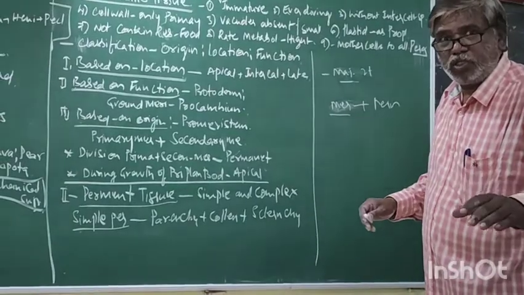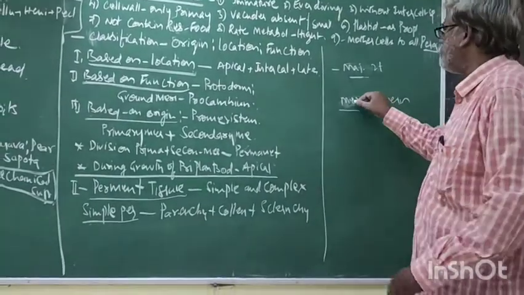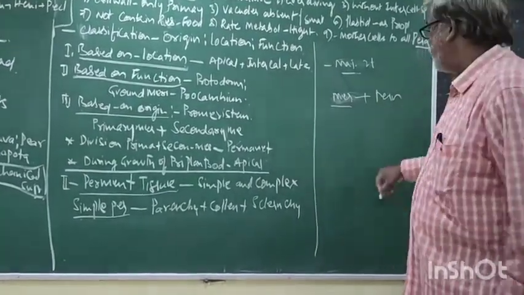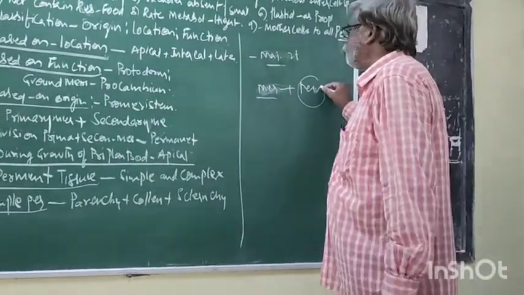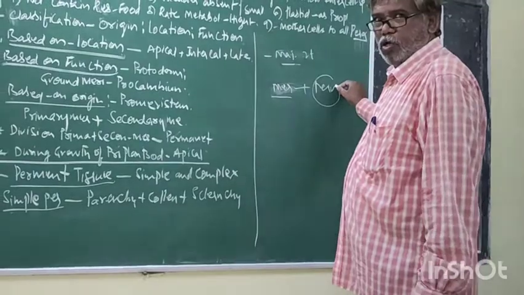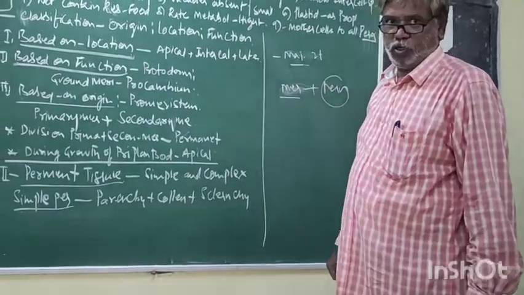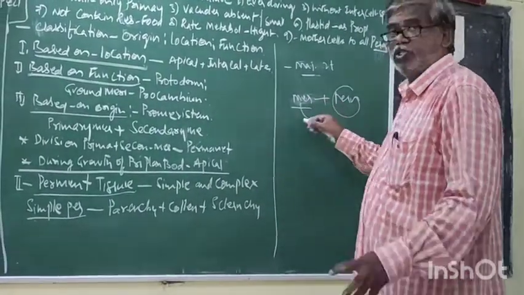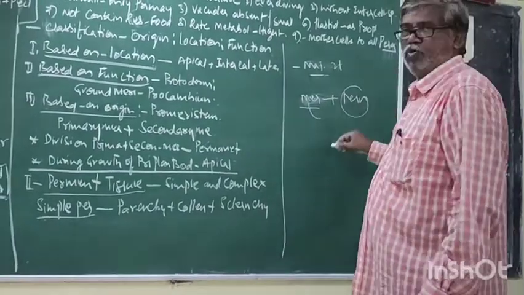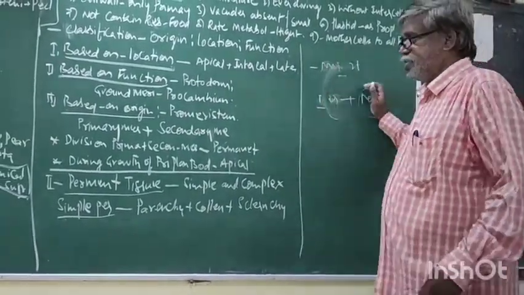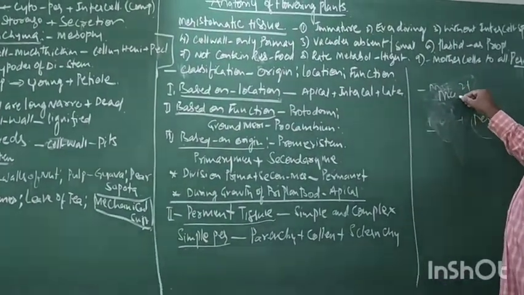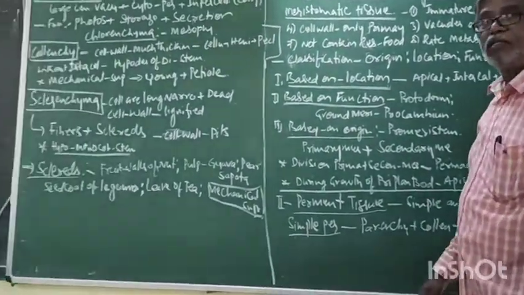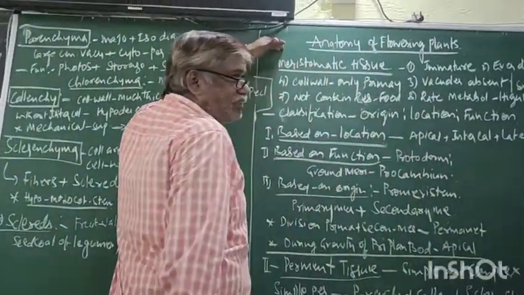The tissue which is present in the plant is majorly classified into two groups based on the property of division. The tissue which is ever dividing is meristematic. Never dividing is permanent tissue. But the permanent tissue is formed from meristematic tissue, which means the meristematic tissue is the source for permanent tissue. How, we can discuss later. Now, what is the first type of tissue? Meristematic tissue.